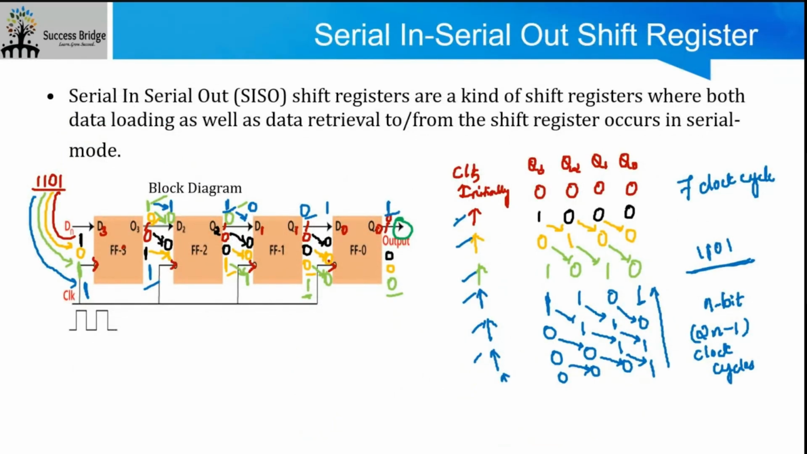Serial in, serial out, connected as a back to back circuit, where both data loading as well as data retrieval to or from the shift register occurs in serial mode. That means you give data here and you collect the data at the output, and it will have a single clock, the same clock driving all these flops in a sequence.